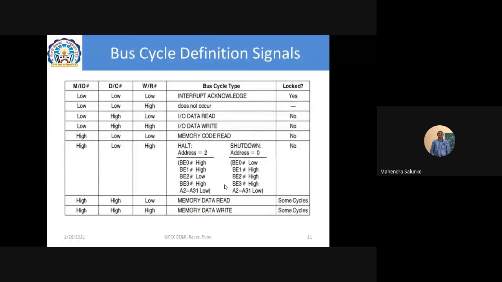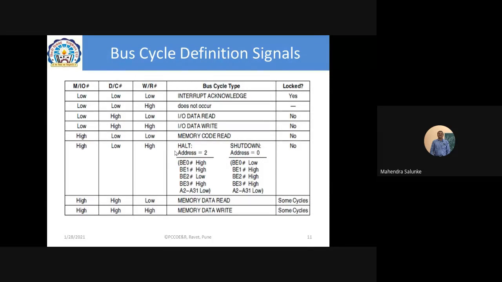Then mark this table as very important. Now what is this table? This is the foundation for our next topic of discussion, associated with bus cycles.